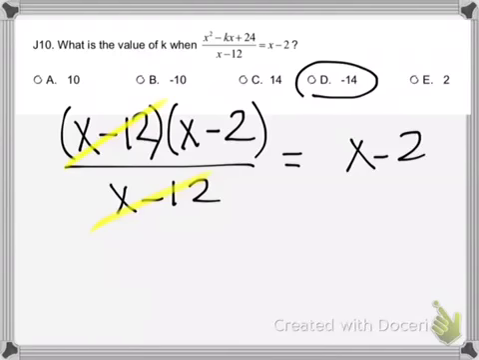So when I find out what k is, I have to add my terms. Negative 12 plus negative 2 is negative 14. So the answer is D, negative 14.